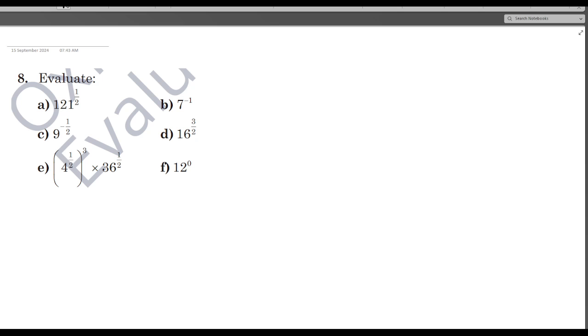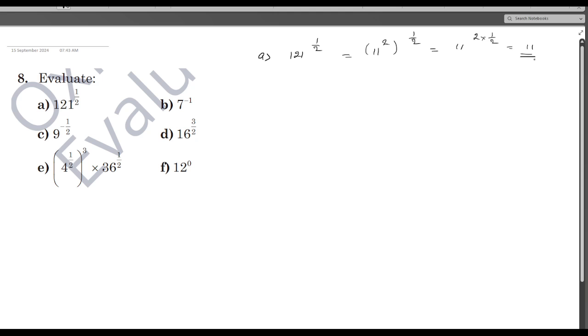Next question, evaluate 121 power half. This 121 is a perfect square. It is a square of 11. So it is 11 square power half. So this I can write as 11 power 2 times 1 by 2. And the result is 11. So better go and learn the rules of indices. Here, if it is a power b the whole power c, we write this as a power bc.